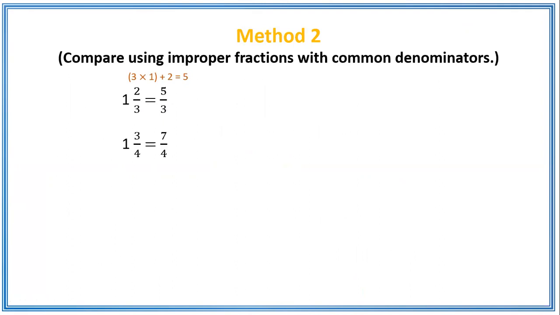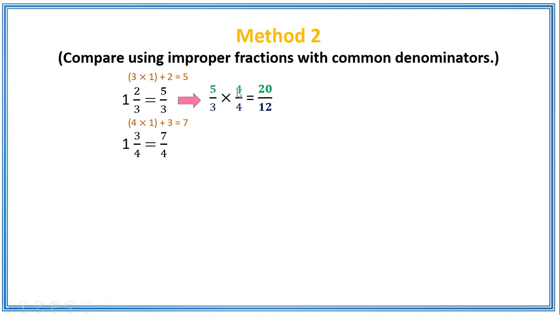Okay, next, 1 and 3/4 is equal to 7 out of 4. So how did we get 7 out of 4? 4 times 1 plus 3 is equals to 7. And then just copy the same denominator. So again, their common denominator must be 12, so we need to multiply 5 out of 3 by 4 out of 4 to get a denominator of 12.